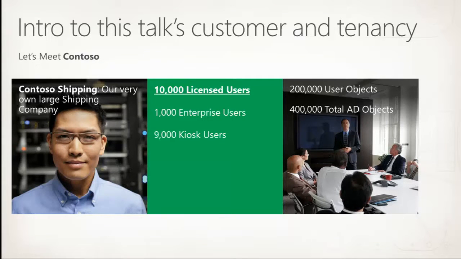They have 10,000 licensed users in the cloud. They have 1,000 enterprise users. These are the heavy users. They're using SkyDrive Pro. They're using Team Sites. They're using all the great ECM functionality that's in the cloud. We also have 9,000 kiosk users. Those are users who aren't necessarily creating content constantly, but still need access to maybe the documents, the manifests in Office 365. But Contoso is a big company. Lots of user objects, lots of AD objects. We're tracking all sorts of information in our system.